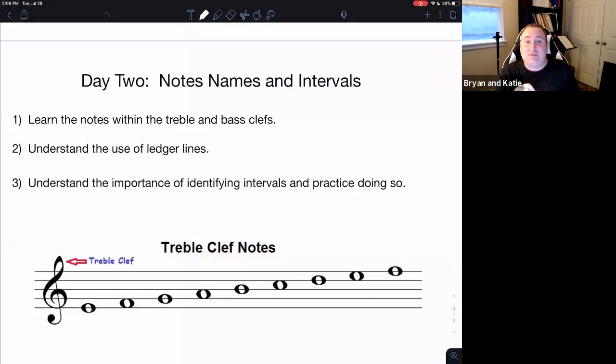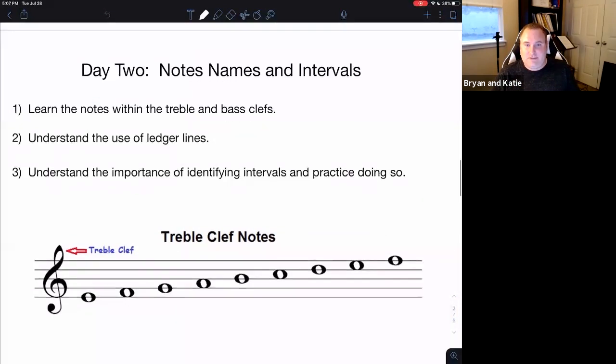Understand the use of ledger lines. Those are the lines that you might sometimes see above or below a staff. And then also understanding the importance of intervals, and then to give you a little bit of guidance in terms of practice that you can do as well too. So let's start right off with the note names.